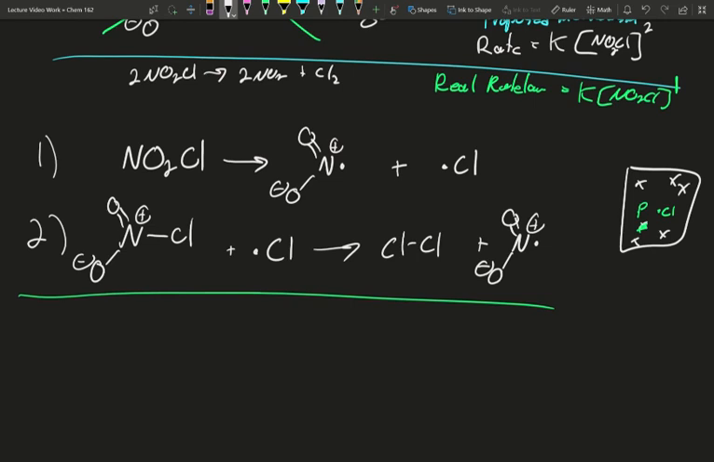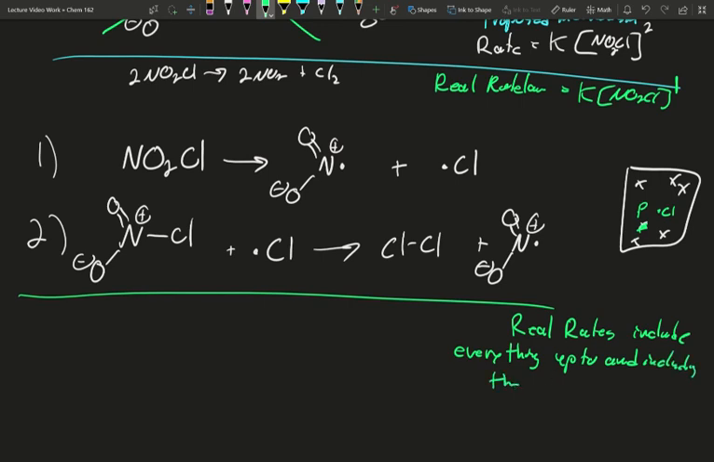How that goes on to affect our rate, however, depends on which of these steps is faster. Real rates include everything up to and including the slow step. What do we mean by that?